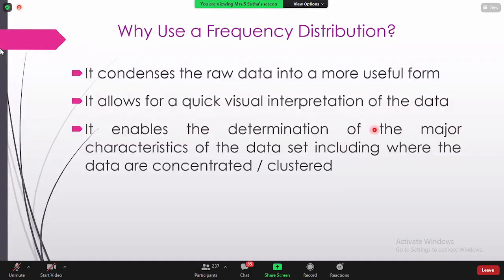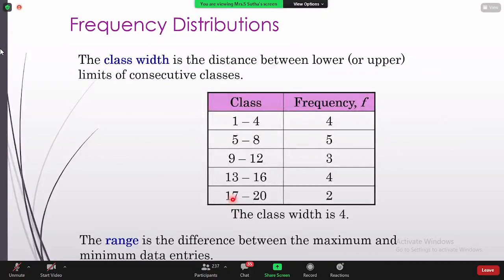Right. So these are the advantages of why we are using the frequency distribution. It summarizes the raw data into a more useful form. It allows for quick visual interpretation of the data. In addition, you are able to determine the major characteristics of the data set, including where the data are concentrated or clustered. Now, look at this point. Based on this point, can you say where the data is more concentrated in this case?